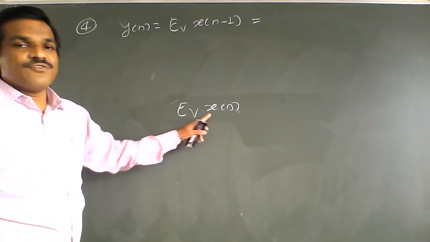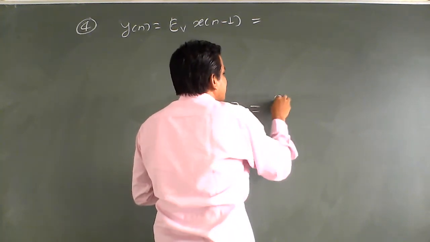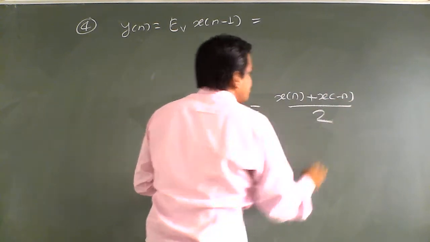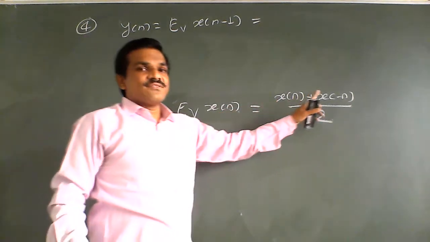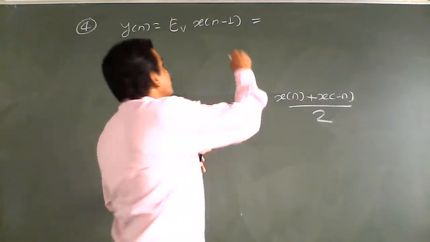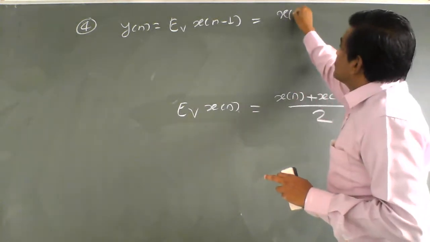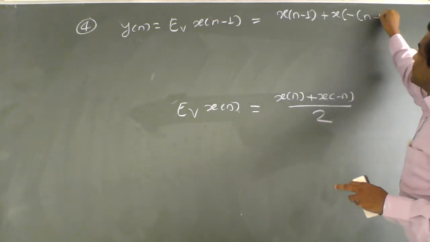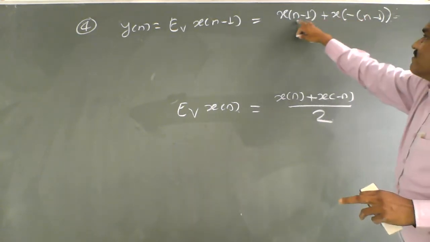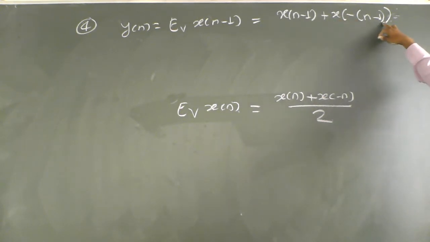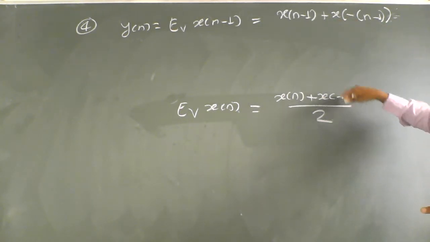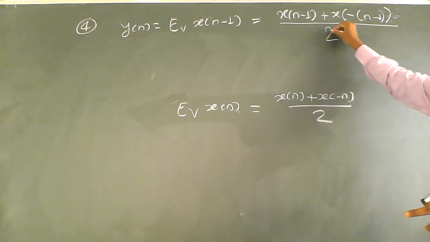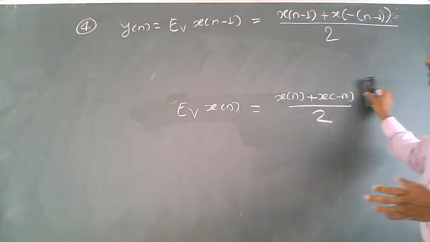So even of x of n, how do we write even of x of n? We have written it as x of n plus x of minus n divided by 2. So whatever n is there, we have to write it as minus n, and then divide it by 2. You can simplify this or you can keep it as it is. So you understood?